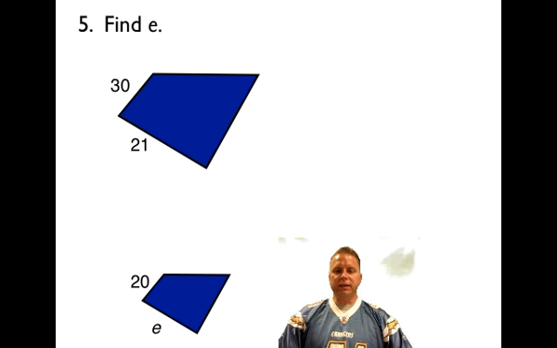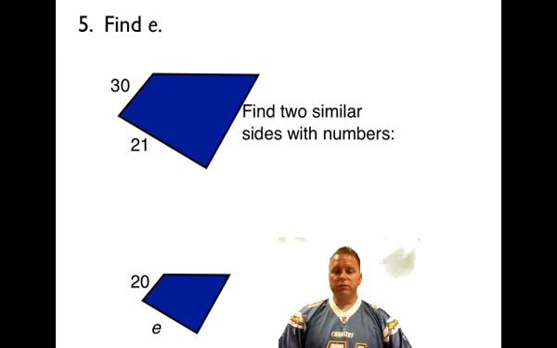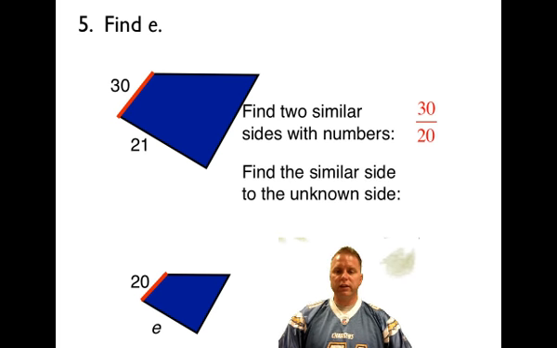Would you find e, please? Doesn't matter that it's a polygon, a quadrilateral. It just matters that it's in proportion, which is what we're assuming all of these are. So, two similar sides. We'll go with that and that, the 30 and the 20, so 30 over 20. And we have our known side and our unknown side. So we'll say 21 over e. So we had big over little, big over little.